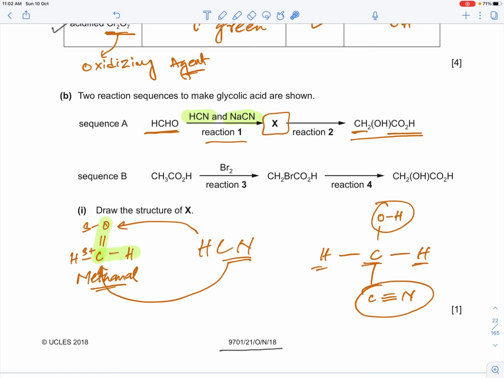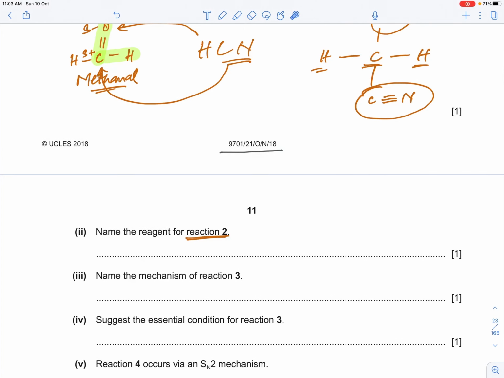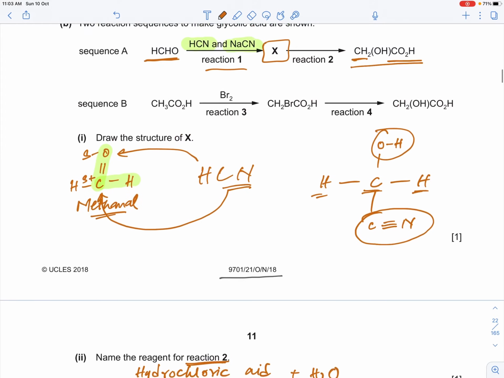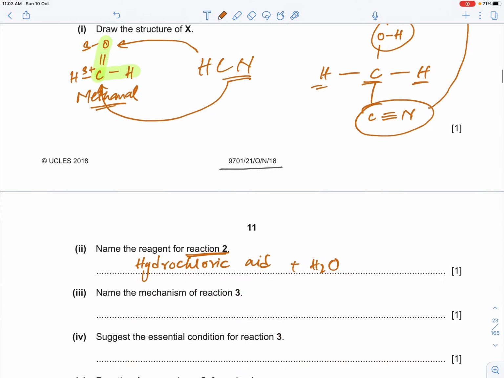So for acidic hydrolysis, we need an acid, right? So the reagent for hydrolysis of cyanide would be hydrochloric acid or phosphoric acid or sulfuric acid. So this would be hydrochloric acid, or you can write sulfuric acid, and you can also write plus water as well, because this is hydrolysis, right? So just remember that whenever a cyanide is being converted into an acidic group, it is acidic hydrolysis of the nitrile.